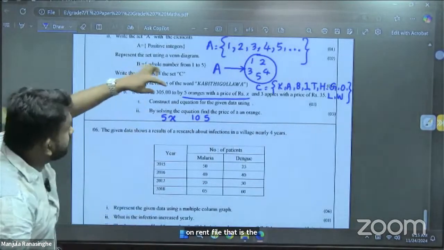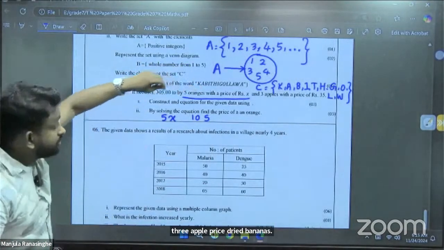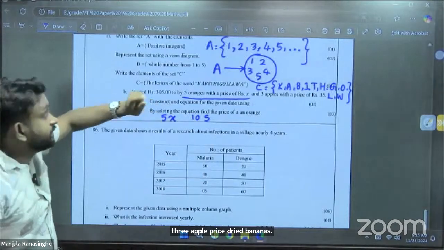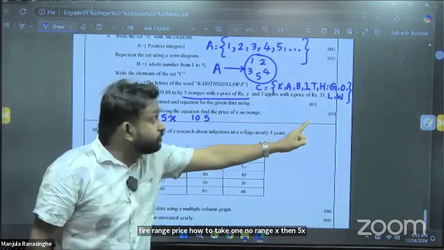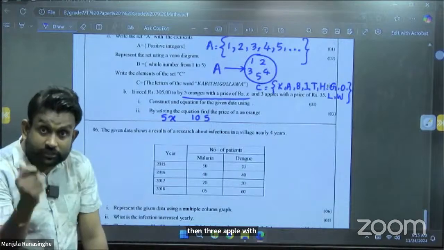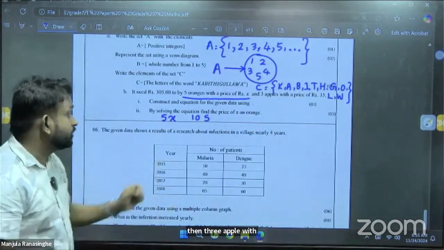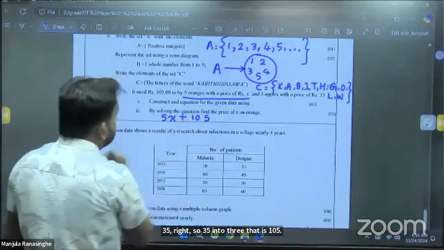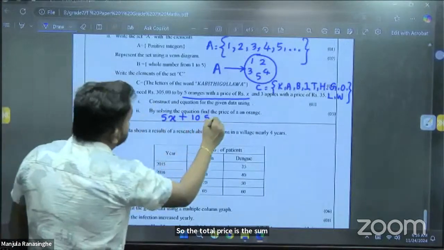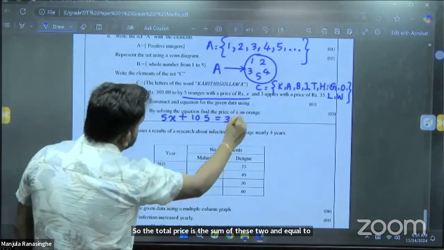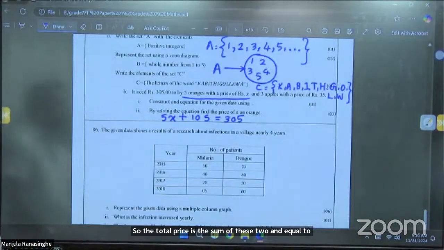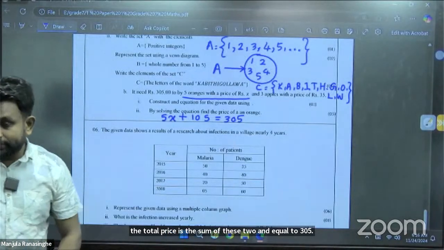Look, how to take the 5 orange price? 1 orange is x, then 5x. Then 3 apples with 35. So 35 into 3 is 105. So the total price is the sum of these two and equals 305. So this is how to construct the equation for the given data.